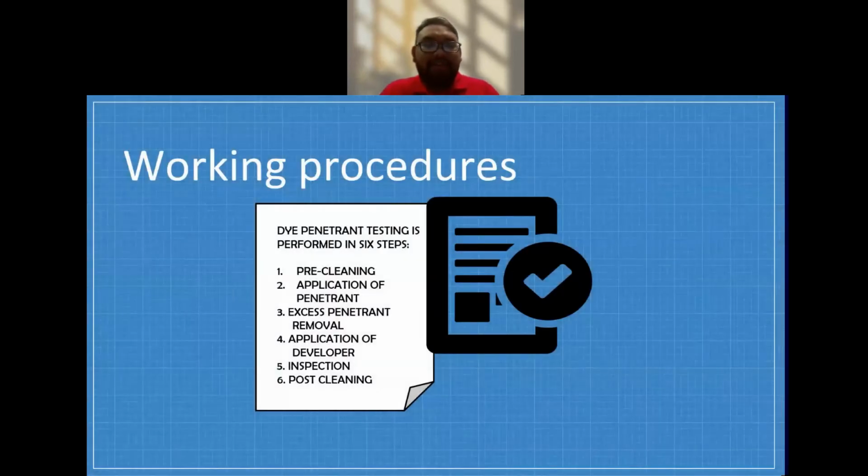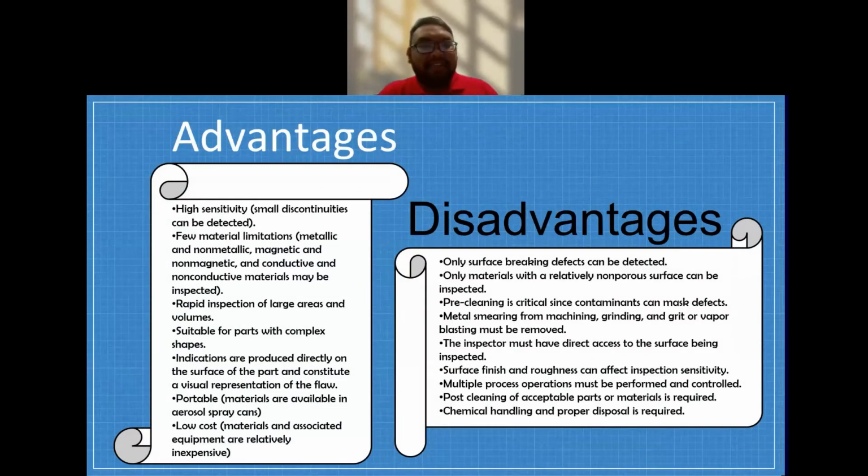There are 6 working procedures of DPT, which are the pre-cleaning, then the application of the penetrant, after that excess penetrant removal, application of developer, inspection, and lastly post-cleaning. DPT also has advantages and disadvantages. The advantages are high sensitivity, small discontinuities can be detected, and few material limitations, which is metallic and non-metallic, magnetic and non-magnetic, and conductive and non-conductive material may be inspected.